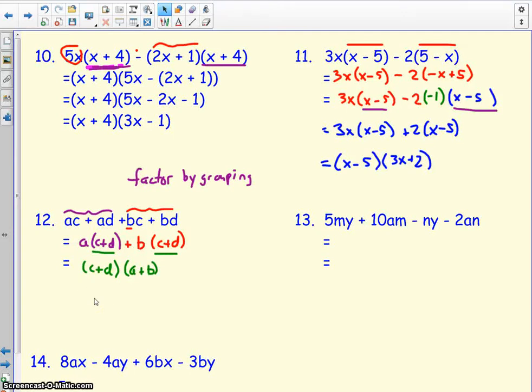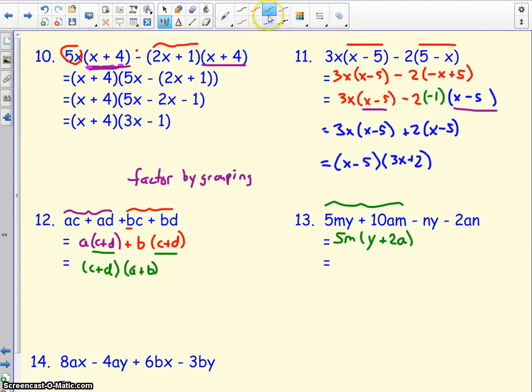Alright, so let's quickly run through these last few examples here. You've hopefully tried this one already. You'll notice again there's no common factor between all four of these terms. Let's try grouping. If we group these two together, the common factor between 5my and 10am is 5m, and left over you're going to have y plus 2a.